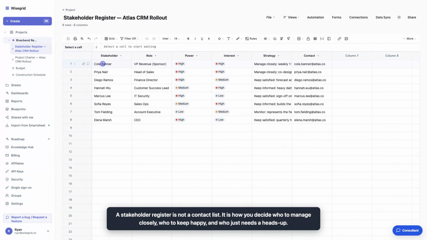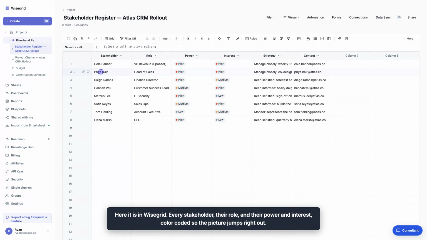A stakeholder register is not a contact list. It is how you decide who to manage closely, who to keep happy, and who just needs a heads up. You map every person on two things: how much power they hold over the project and how much they actually care about the outcome.